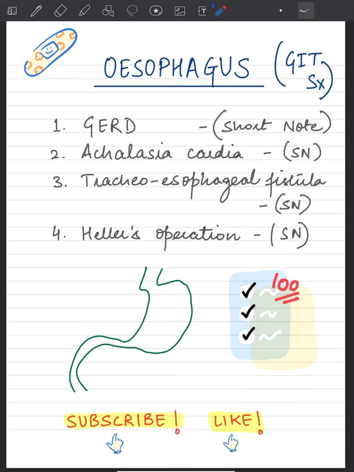Let's start with surgery today. My favorite unit is GIT in surgery and today's topic would be esophagus. I'll be making 4 videos on this topic which are GERD, achalasia cardia, tracheoesophageal fistula and Heller's operation. These topics are very important and short notes are asked on these topics in the university exams as well as these are very important from NEET PG point of view.